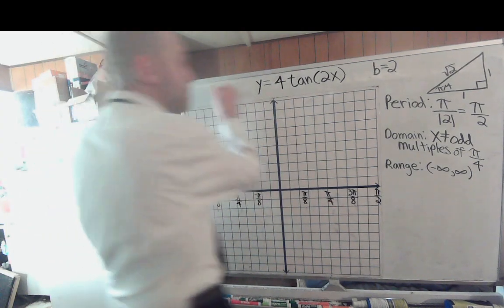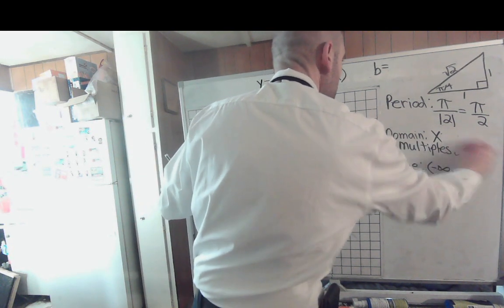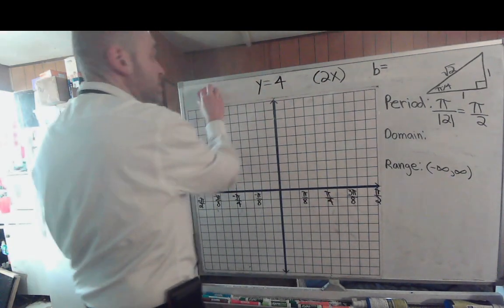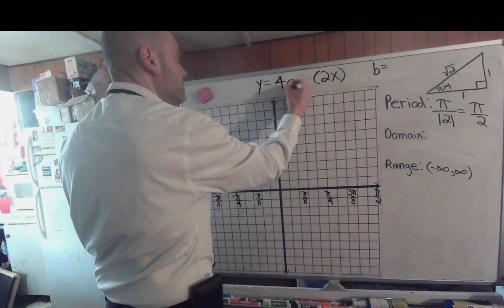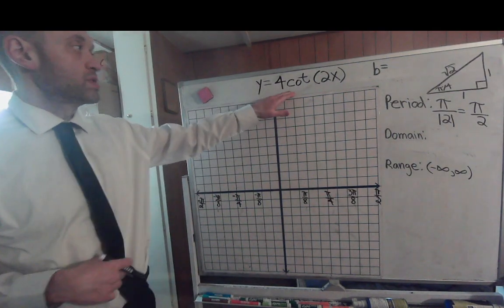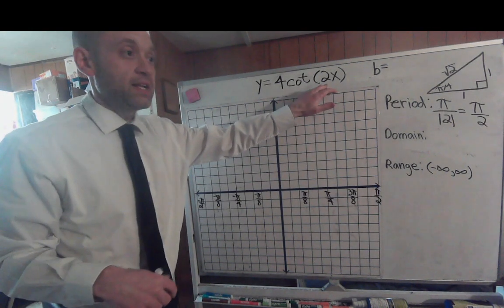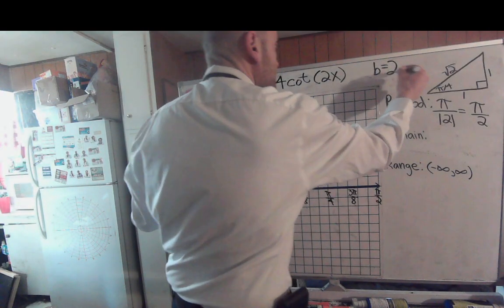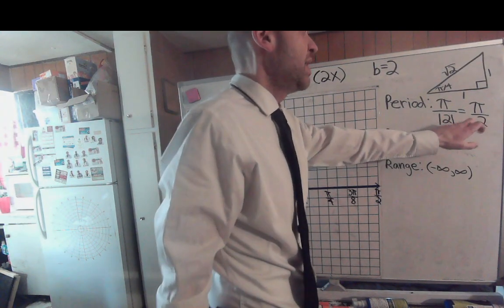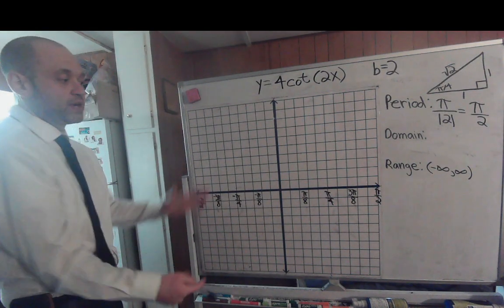Alright, so let's erase that. This time I'm going to change this to y equals 4 times the cotangent of 2x. So we have y equals 4 times the cotangent of 2x. Well, my b is still 2, right? That's the coefficient on the x. So my period is pi divided by the absolute value of 2, giving me a period of pi over 2. So I can keep my same markers on the x-axis. We've already got the full period.